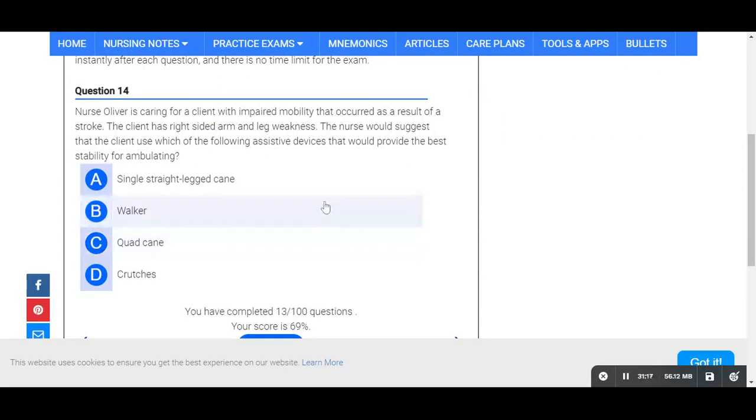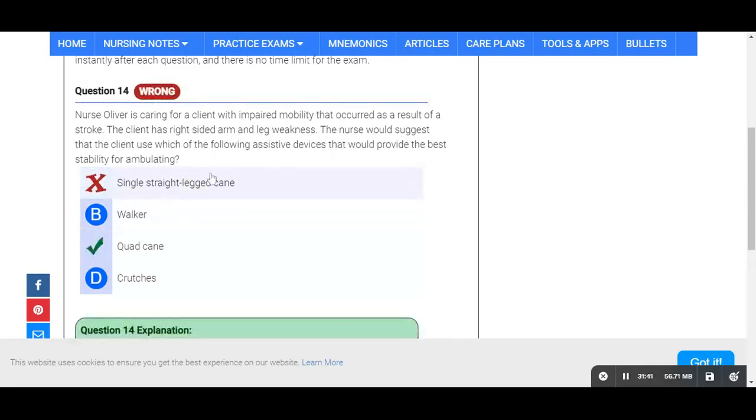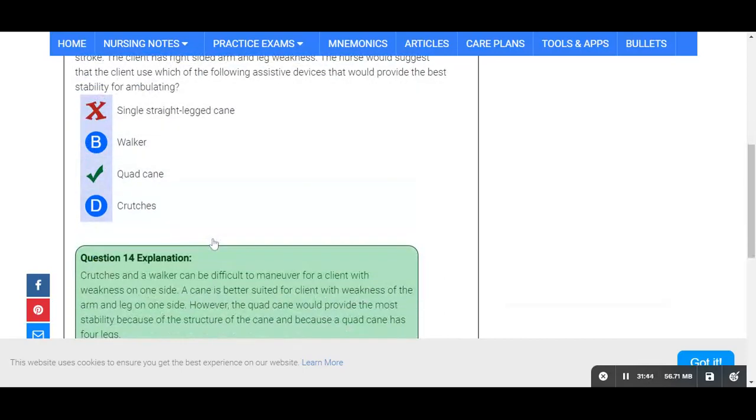Okay, Nurse Oliver is caring for a client with impaired mobility that occurred as a result of a stroke. The client has a right-sided arm and leg weakness. The nurse would suggest the client use the following assistive devices. Quad cane. Okay, I see.